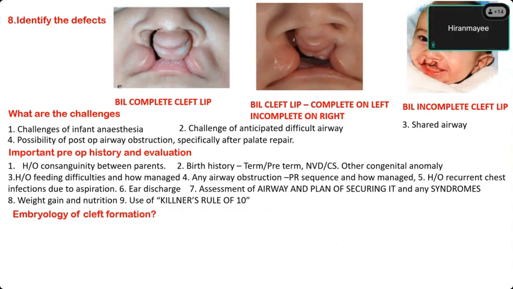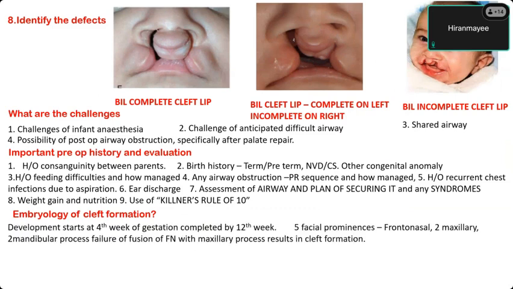Cleft lip formation occurs if there is a defective fusion of the frontonasal process with the maxillary process. Cleft palate defect occurs if there is a defect in the fusion of the primary and the secondary palatine shelves. Good. The palatine shelves develop from the maxillary and mandibular processes. Also, very good. So development starts at 4th week of gestation, completed by 12th week.